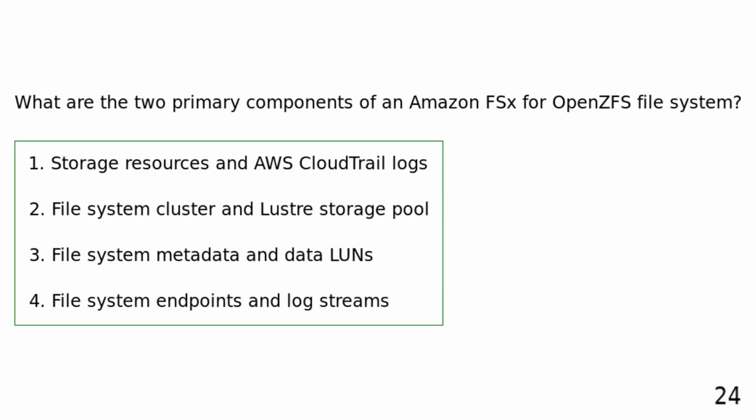What are the two primary components of an Amazon FSx for OpenZFS file system? Storage resources and AWS CloudTrail logs. File system cluster and Lustre storage pool. File system metadata and data LUNs. File system endpoints and log streams.